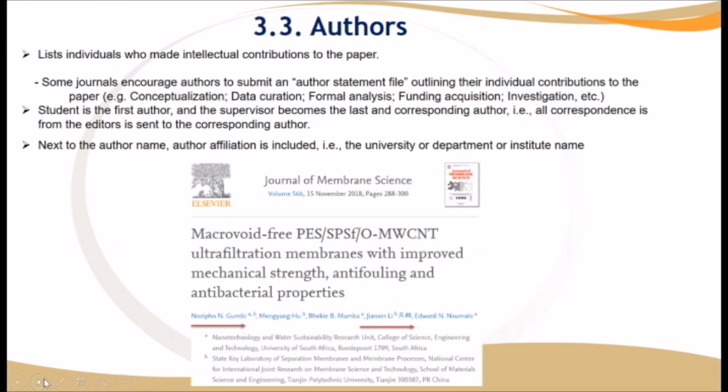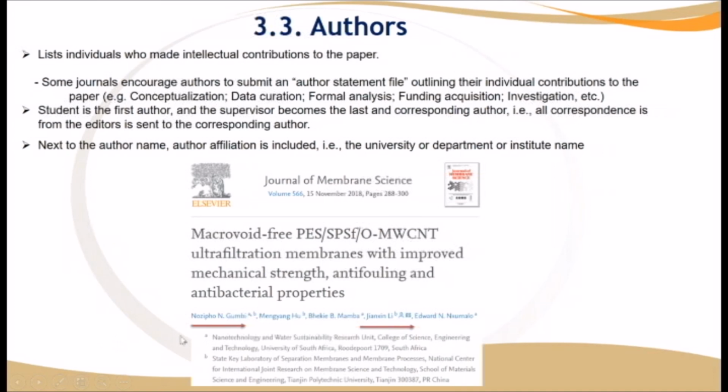What you will also notice is that next to the author name is the author affiliation. It needs to be included. So those little A, B's next to each author's name are author affiliation. This is basically the university, the department, or the institute name that that particular author is associated with.